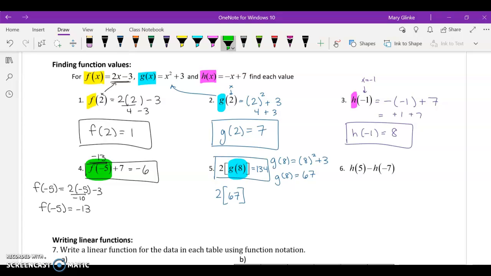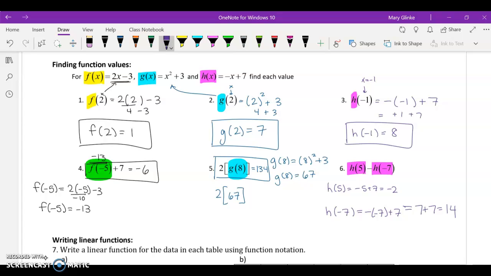So let's try this next one. I want you to find h of 5 and h of -7. We're going to do them as separate problems. So h of 5 is -5 plus 7, which is -2. H of -7 is going to be -7 plus 7. So that is 7 plus 7, or 14.